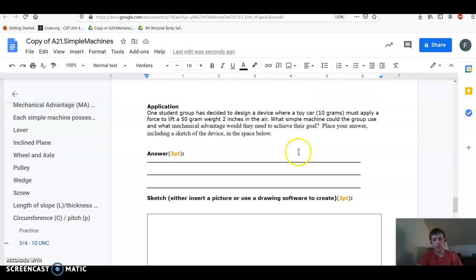So what kind of machine should you use? You have several options here. You could use a lever, you could use a pulley system, you could even maybe use an inclined plane if you're creative. So all sorts of things you can do here. It's up to you to figure out.